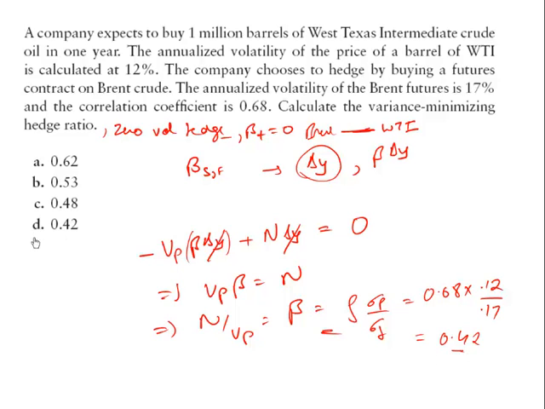So we need to long 0.48 barrels of Brent futures for every 1 barrel of West Texas Intermediate crude. In this case, we need to long 0.48 million barrels of Brent to hedge our position.